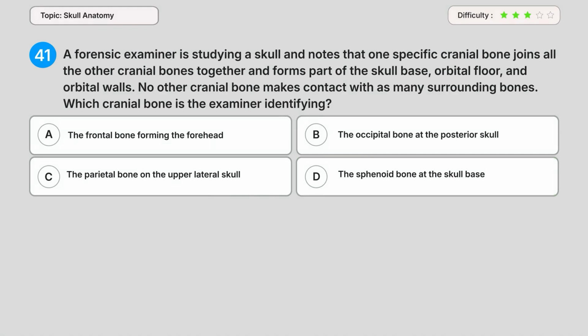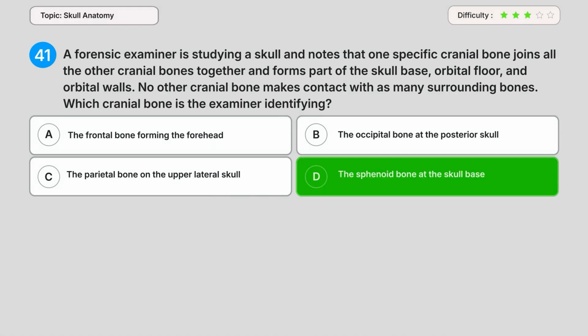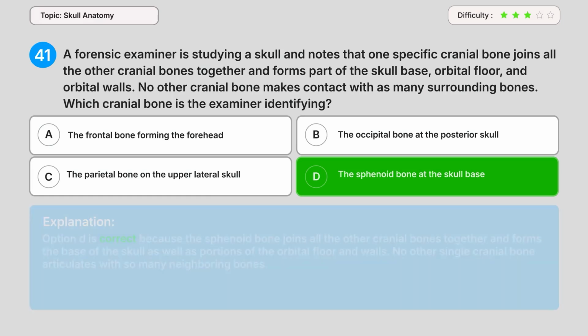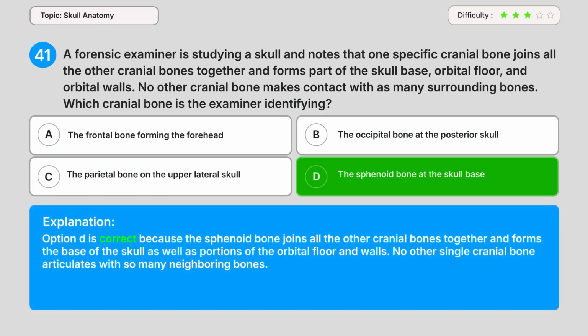Correct answer, D. The sphenoid bone at the skull base. Explanation: option D is correct because the sphenoid bone joins all the other cranial bones together and forms the base of the skull, as well as portions of the orbital floor and walls. No other single cranial bone articulates with so many neighbouring bones.